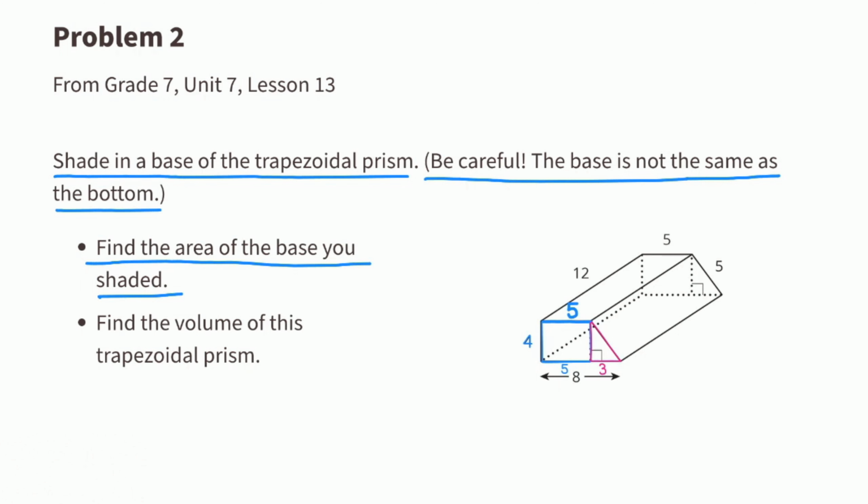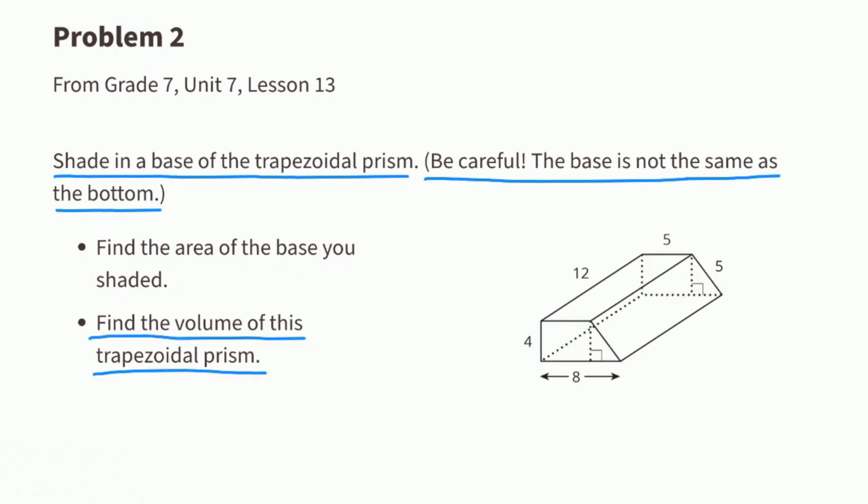The area of the rectangle will be 5 times 4, which is 20. So 20 square units for the rectangle. And the area for the triangle will be half of 4 times 3, or 4 times 3 divided by 2. 12 divided by 2 is 6, so the area of the triangle is 6 square units. Add the 2 areas together, and the total area of the base is 26 units squared for 1 base.